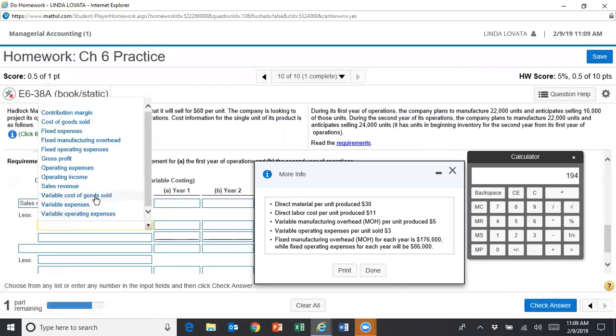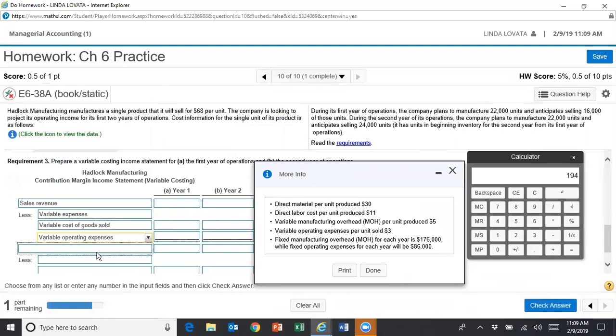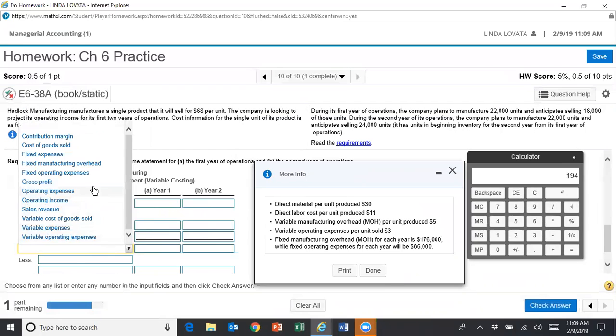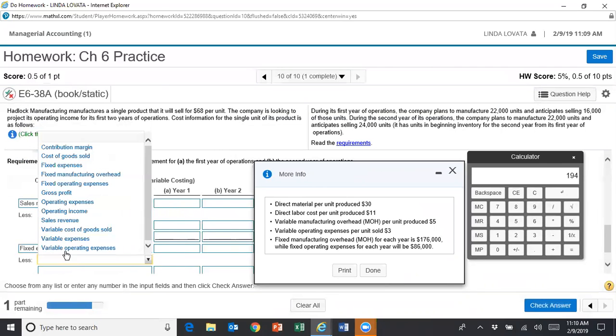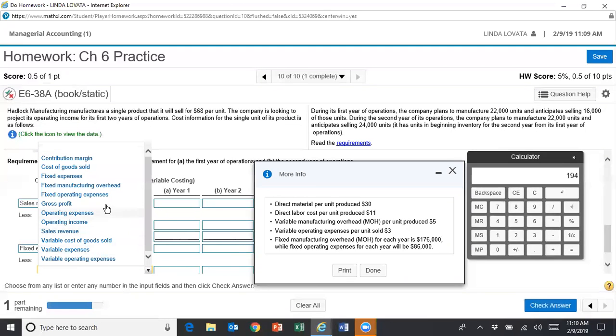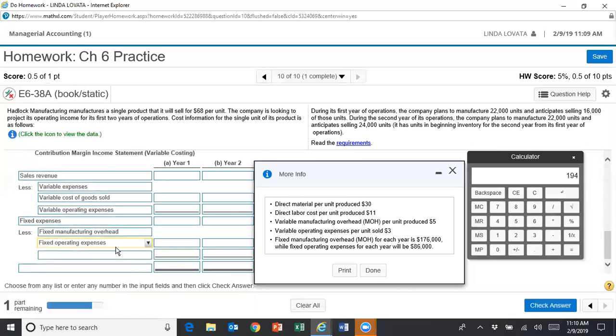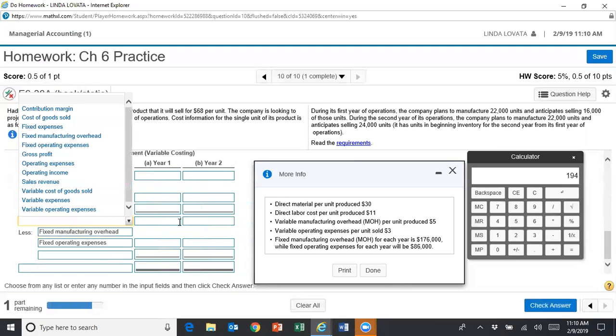So this is my cost of goods sold. These are my operating. This is my fixed. Going to do my fixed overhead, my fixed operating. Scroll down so I can see what I'm doing. And I did the same thing again. All right, let's see. This is my total.